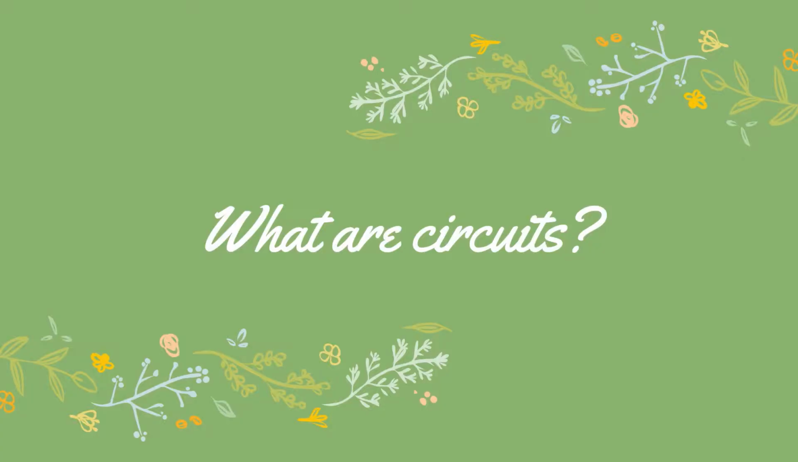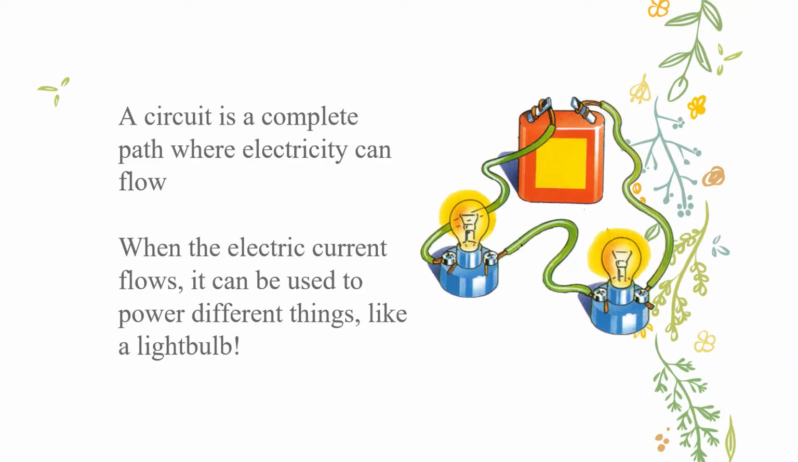So what's a circuit? A circuit is a complete path where electricity can flow. If you see in our little picture here, these green wires are all connecting this battery and the light bulbs. Since it's all connected, the light bulbs will turn on. So when you flip a light switch in your house and the light bulb turns on, that's because it's a circuit.